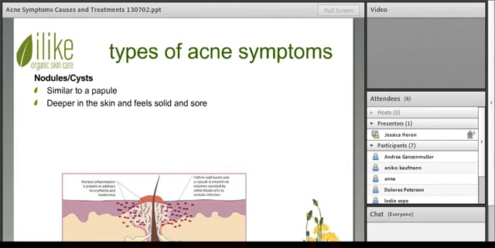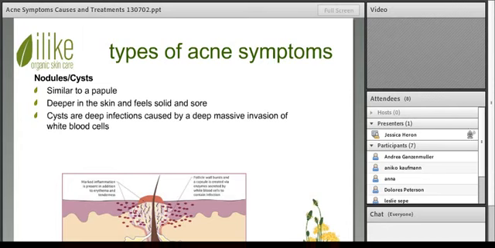Nodules and cysts are similar to a papule, but deeper in the skin, and they feel very solid and very sore. So you can see there's marked inflammation here. You can see the redness up at the top and also down below by the hair follicle. It's present in addition to erythema and tenderness. The follicle wall bursts, and a capsule is created via enzymes secreted by white blood cells to contain infection. So it's kind of like a defense mechanism. That's what inflammation does: the white blood cells come up to go to the infection or the wound and create inflammation, and it is a defense mechanism.